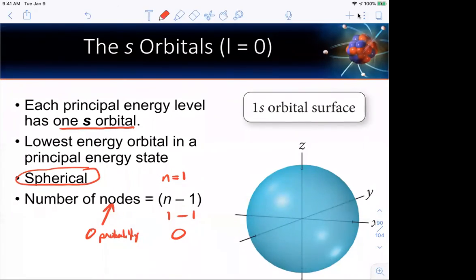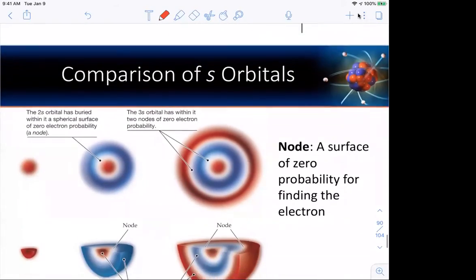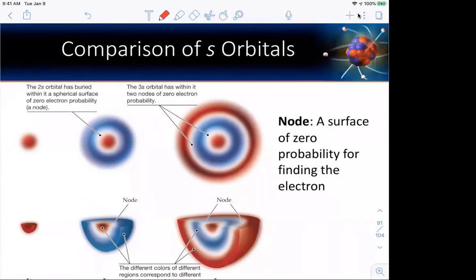There are no nodes in the 1s orbital. If I go to larger orbitals, here I have the 2s orbital. I have a node where I have that 0 electron probability. So remember, 2 minus 1 gives me 1 node, which is indicated by that white space. So the electron can be found here or out here. It will not be found in this white space.